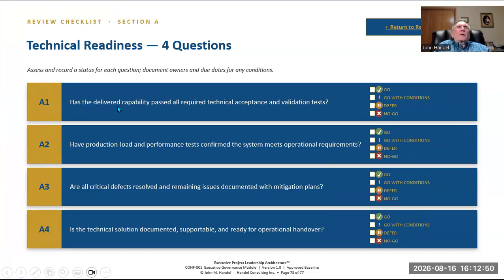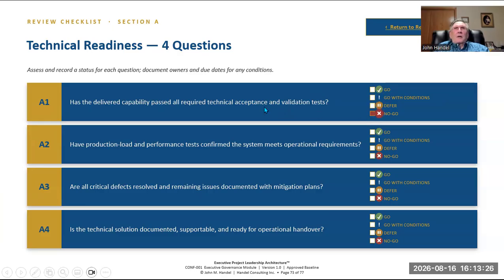The first question: has the delivered capability passed all required technical acceptance and validation tests? This is where the project manager has to deliver all of those results and show in some kind of document that all of these things were met, with the paperwork to back up the claim. You can't just come in and say everything was okay. And then you can select go, go with conditions, defer, or no go.